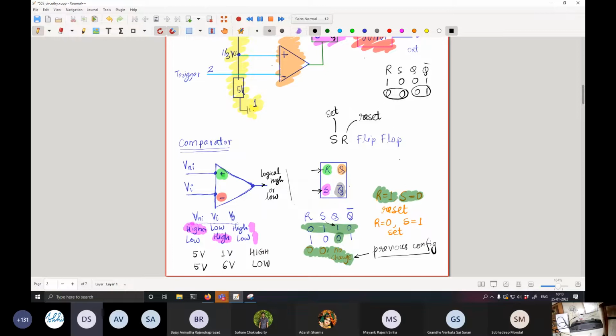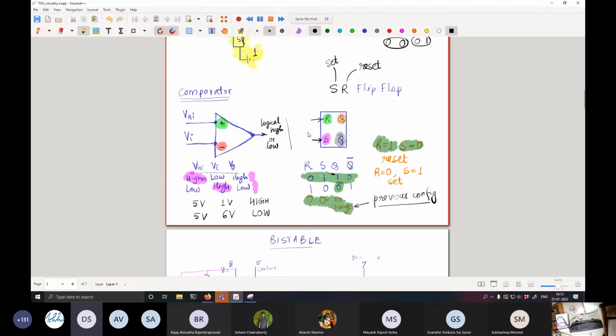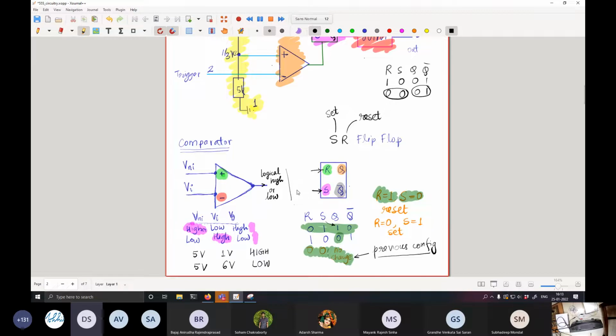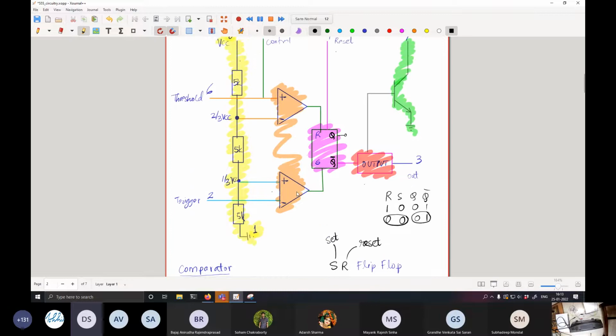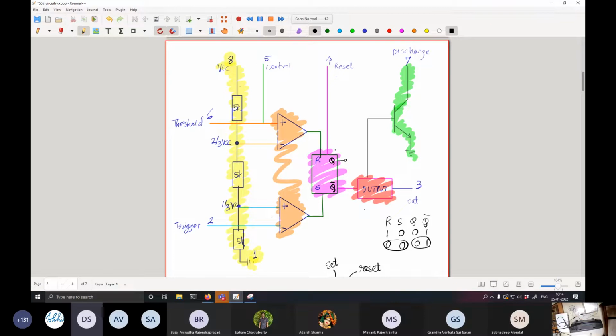Okay, so this is what the SR flip-flop does. Very useful to have for logic truth table construction in a circuit. But if you look at the circuit diagram once again, none of the pins of the SR flip-flop are available to you to change, meaning the input pins R and S are simply the logic outputs of the comparators. Yes? Yes, sir. You have no control on what R and S you can set.